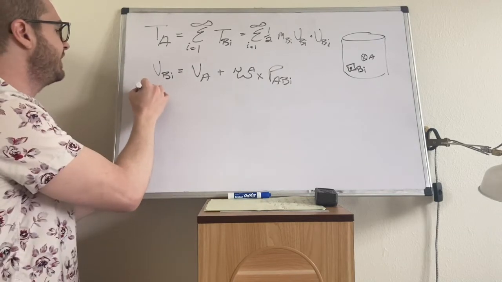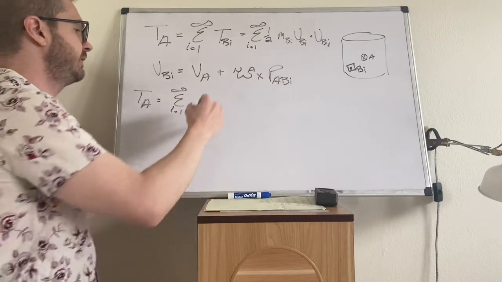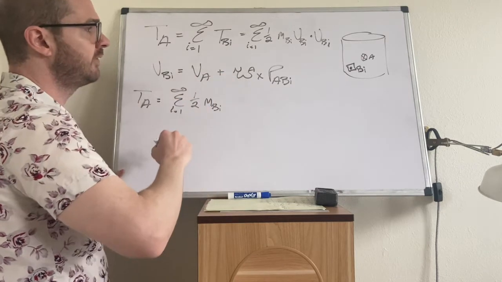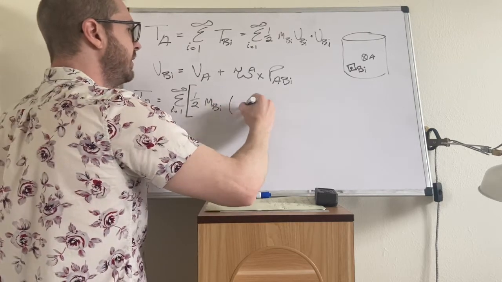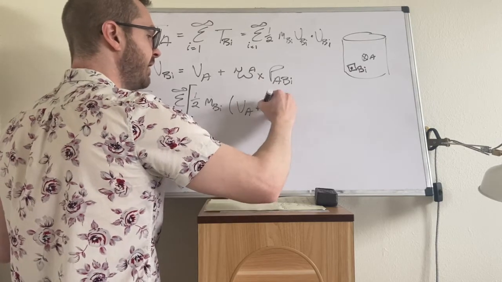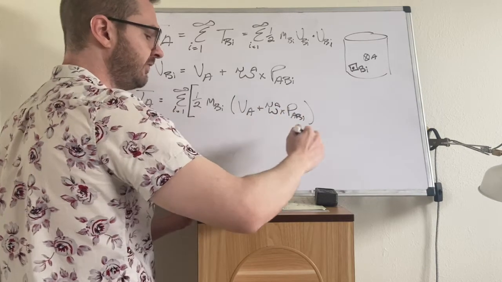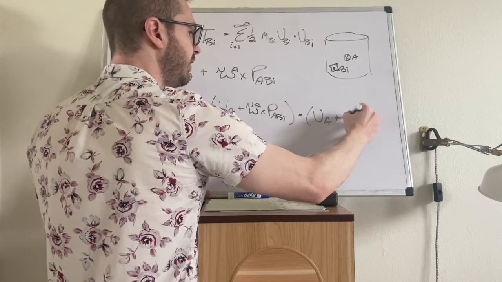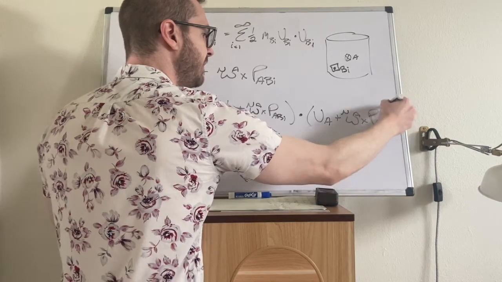So TA equals the infinite summation of 1/2 m_bi. And let's put some brackets around this to make it clear what we're doing. I'm going to bring this definition down here: VA plus omega in A cross P_ABI. And we're going to take this term and dot it with itself: VA plus omega in A cross P_ABI.